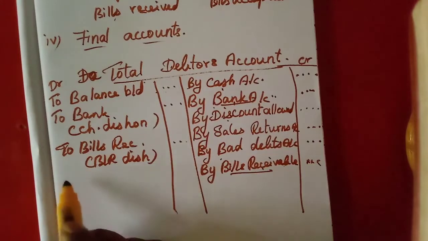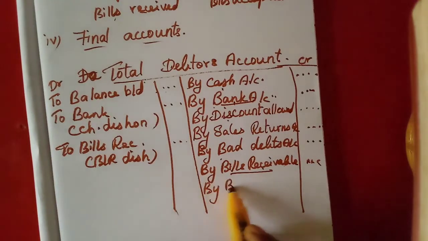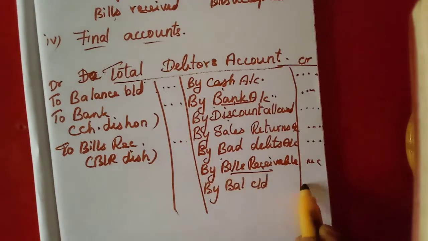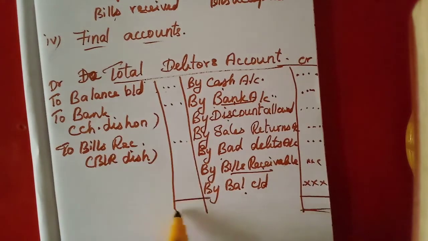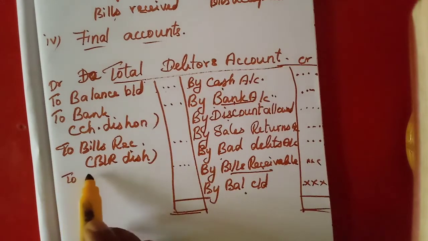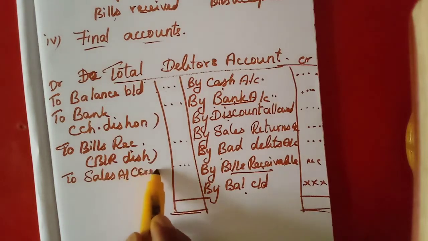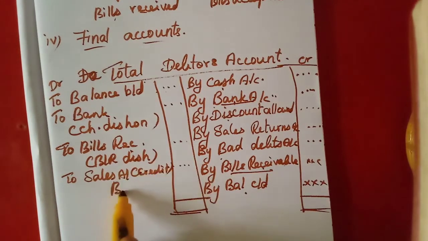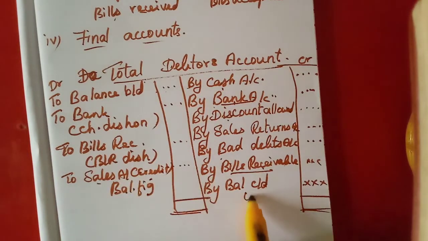So now the last one. Here we have to write either balance carried down, maybe the balancing figure, or if they have given that one, we should find out the total and the balance will be the credit sales to sales account. We have to write credit sales, the balancing figure. Either this one will be the balancing figure or this will be the balancing figure.